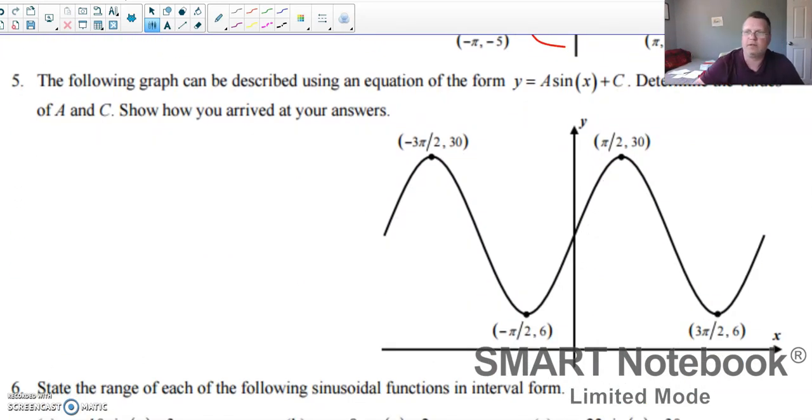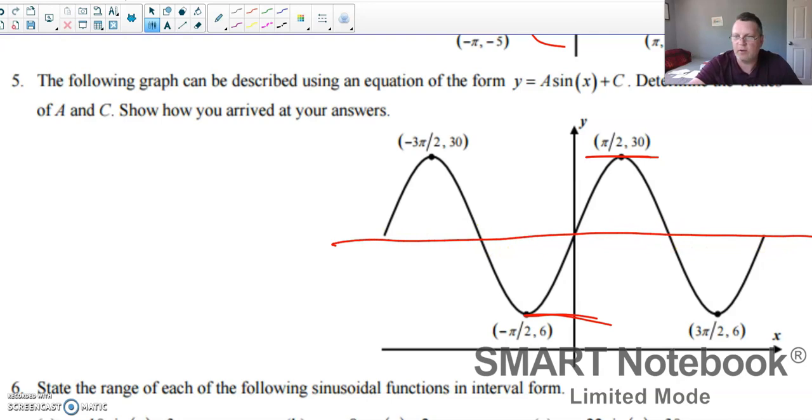What do we have here? Determine the values of A and C. A and C again. Okay, so 30 down to 6 is 24. Okay, so right about here. So if this entire thing is 24, that means we're going down 12 and up 12.